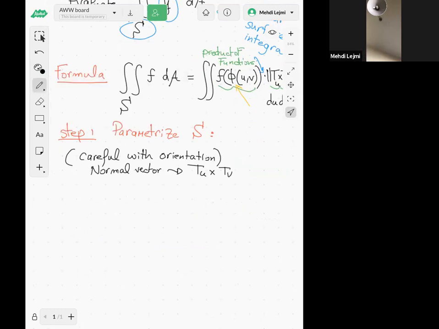I won't do all the computations here. I won't compute the whole integral, but I'm going to give you everything you need to compute your integral. So first, parameterize S.